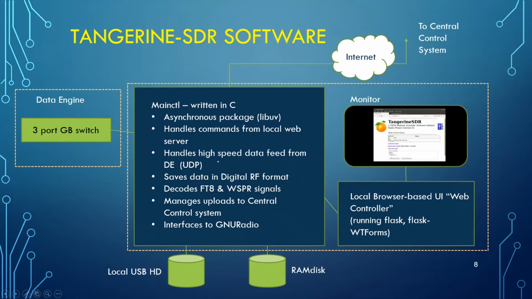It also handles a high-speed data feed from the data engine. The data comes via UDP. We're not using TCP due to the overhead of it. The plan is that it will save data in the digital RF format. There's several different formats. I'll talk about that in a moment. Our idea is we want it to be able to decode FT8 and WSPR signals, manage uploads to the central control system, and also interface to GNU Radio.